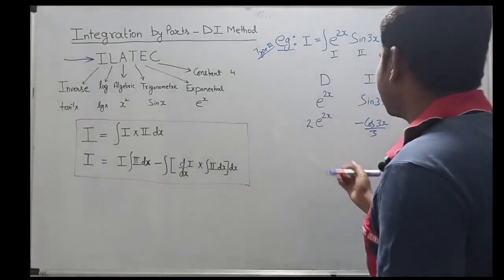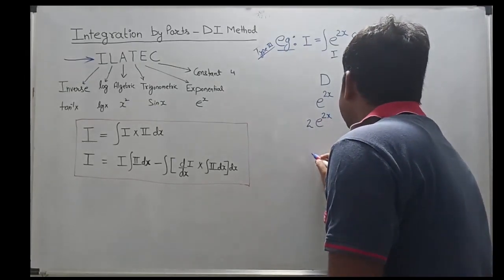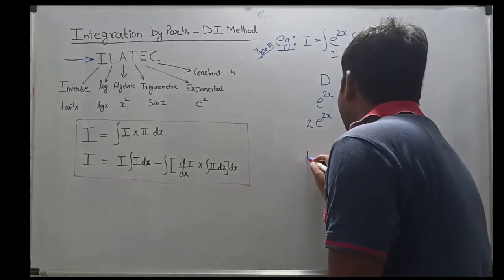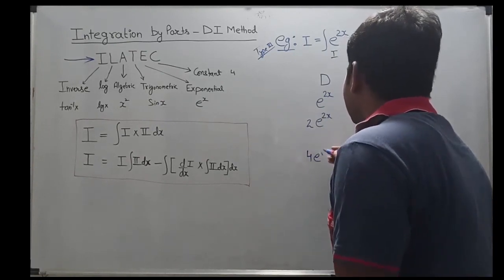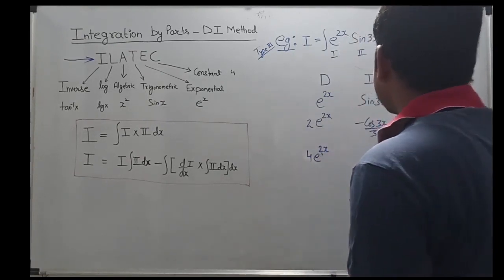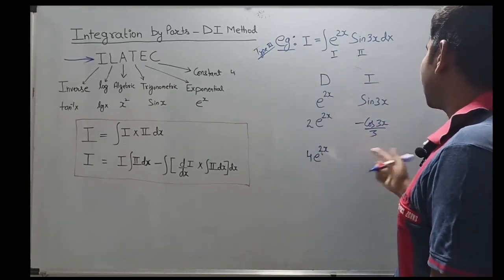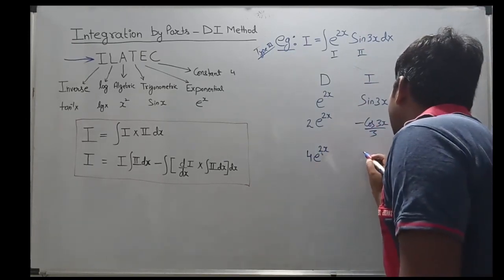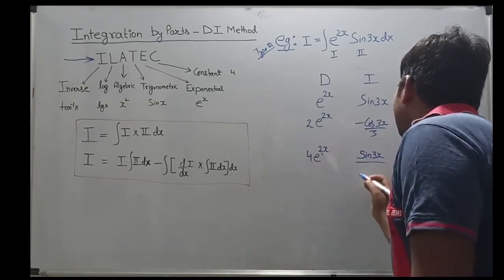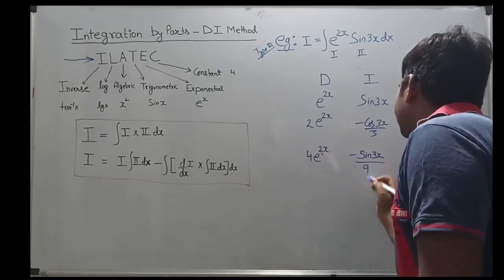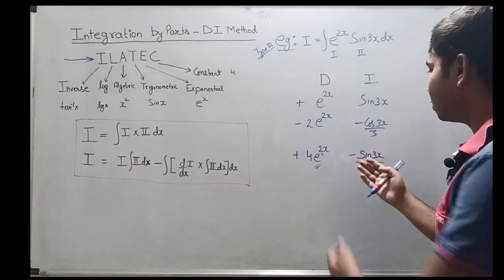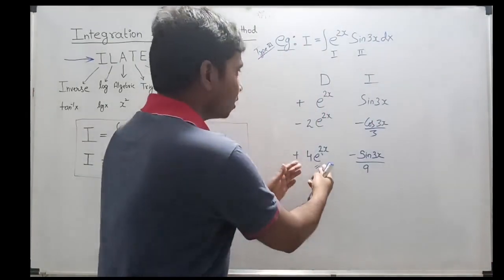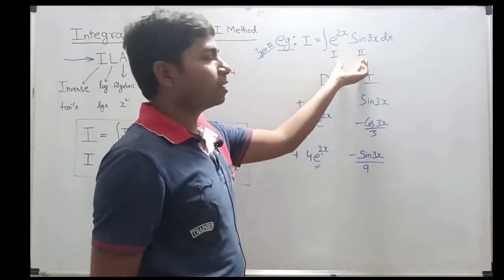And again, we have to differentiate this function. So it will come 4e raised to power 2x. And then we have to integrate this function again. So it will come sin 3x divided by 9. So now, student, you can see here we are getting e raised to power 2x and sin 3x. This is nothing but the same function we are having in the starting.